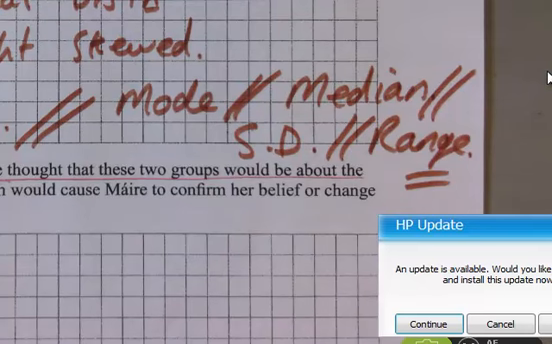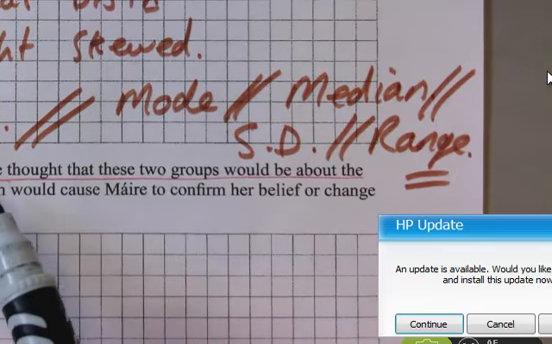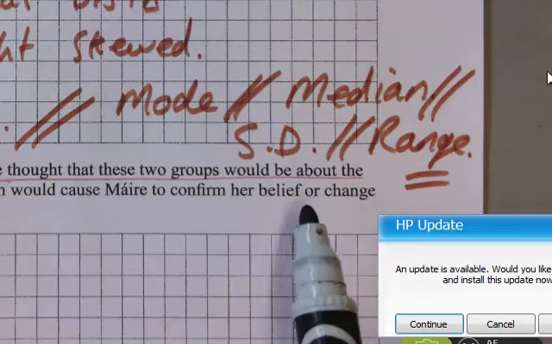So the last part of the question is here. Moira drew the diagram because she thought that these two groups would be about the same. Do you think that the diagram would cause Moira to confirm her belief or to change it? And give reasons for your answers. Well, first things first. Moira drew the diagram. You can see I've already got it underlined here. This is what she thought. So she thought that these two groups would be about the same.